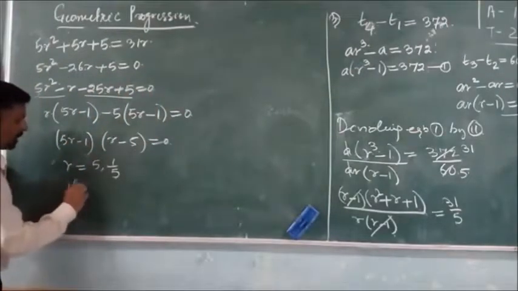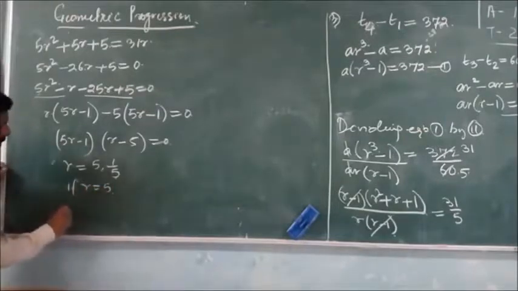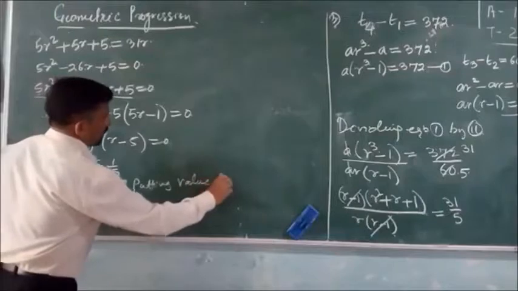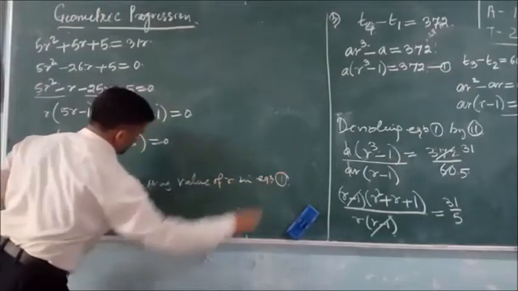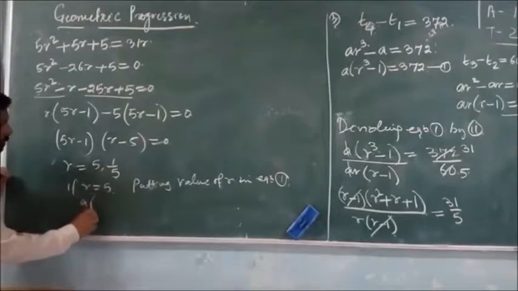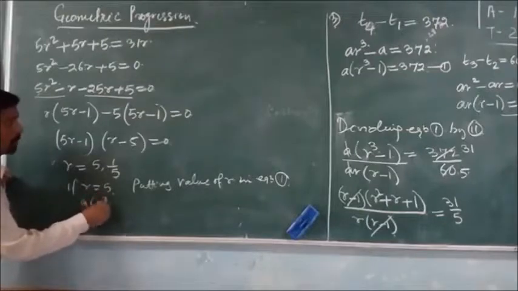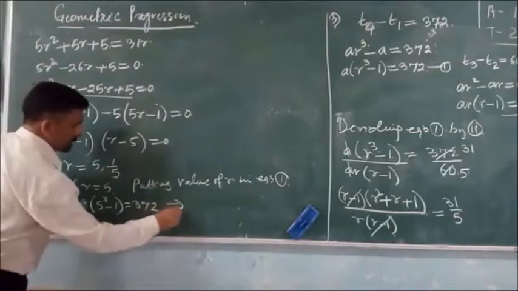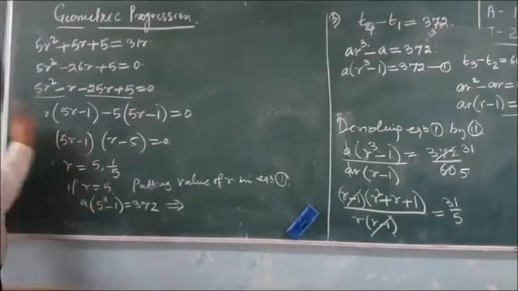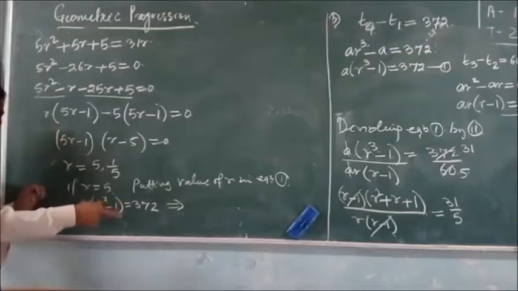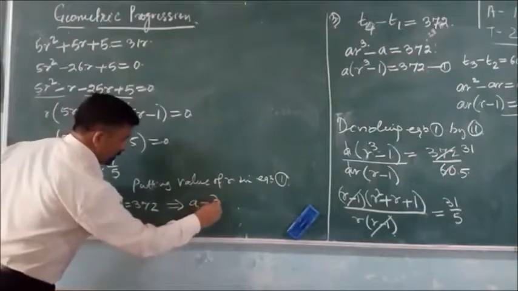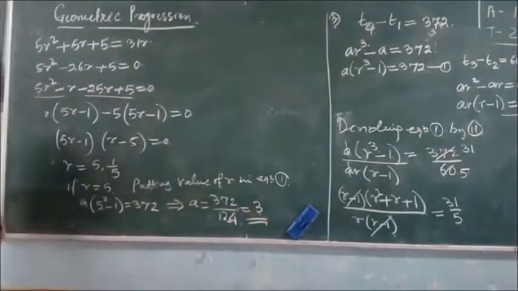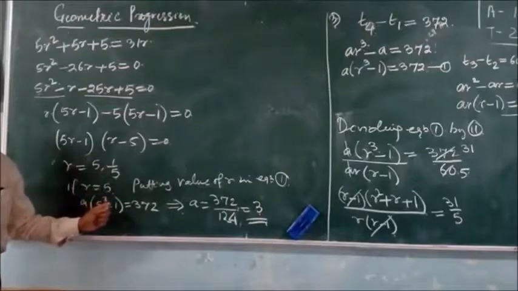So if r is equal to 5, okay, then putting the value of r in equation 1. Your equation 1, a into r taken as 5, so 5 cube minus 1 is equal to 372. Is it okay? Yes. This implies 5 cube is 125. 125 minus 1, 124. That 124 goes to that side, will become a denominator. So your a will be equal to 372 divided by 124. This is equal to 3. So you got one set of answer. When your a is 3, your r is 5. Are you all satisfied? Yes, sir.